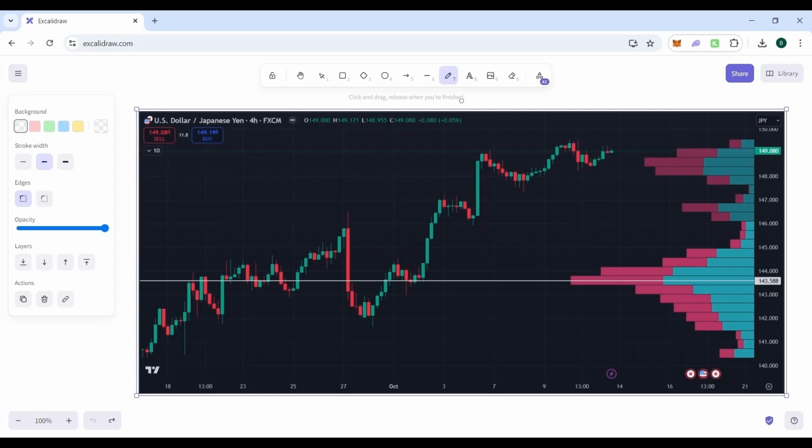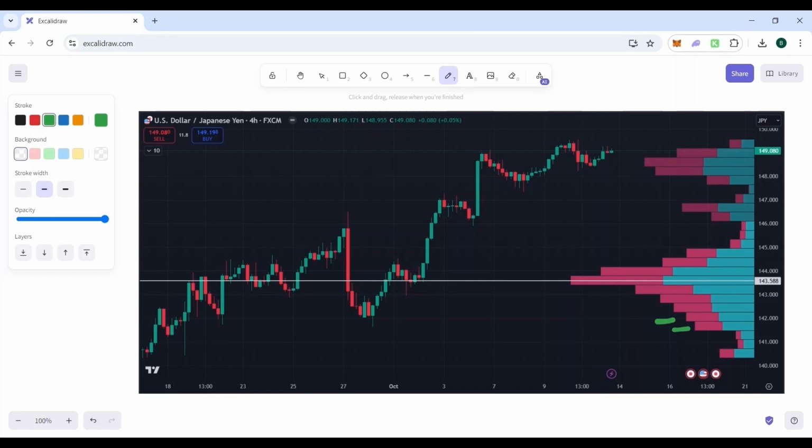So as you can see, this shows the distribution by price. What it basically shows you is where most of the trading action is happening at different price levels.